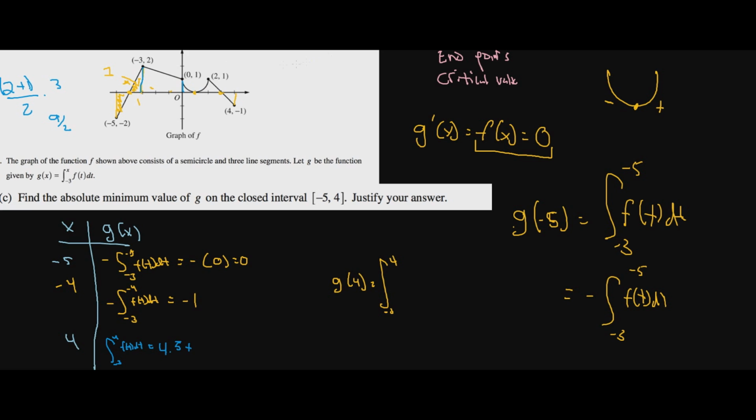And just kind of going through, we already know just by looking at this area here and this area here are going to cancel each other out. So all we got to do is find the area under that curve right there. Now, it's a bit tricky to find the area under the curve there.